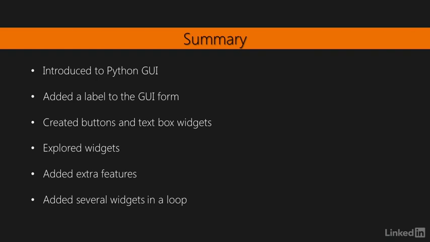This video concludes the first section of this course. In our first GUI, we added a label, buttons, and text boxes to the form. After that, we explored widgets in more detail and also created checkboxes, radio buttons, and scroll text widgets. Finally, we refactored our code to make it less redundant and more scalable.